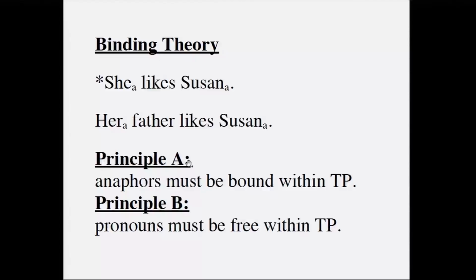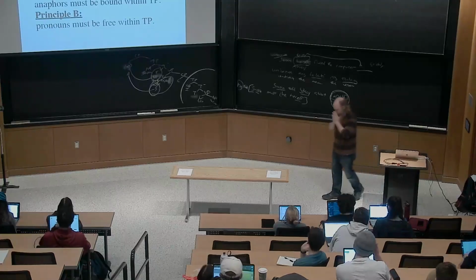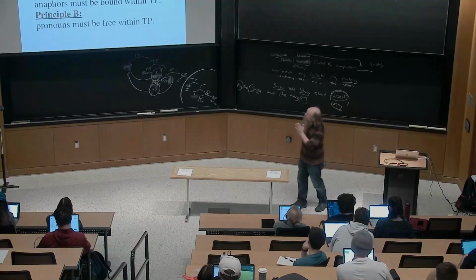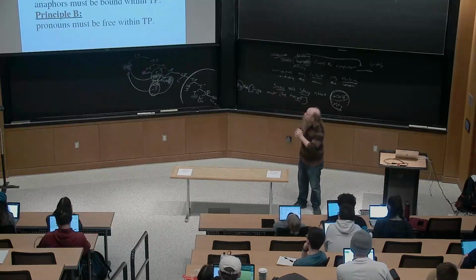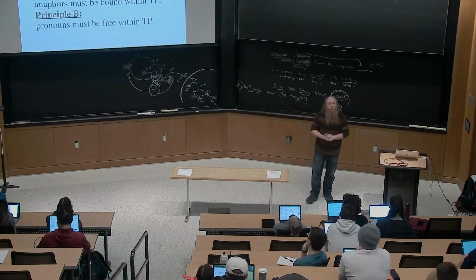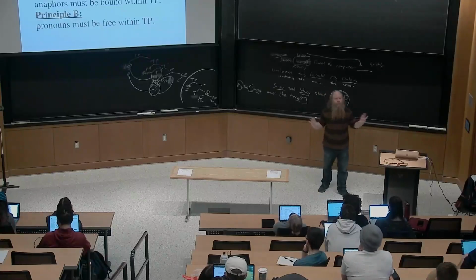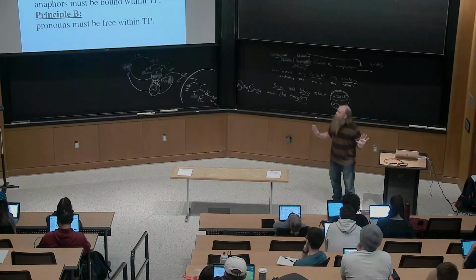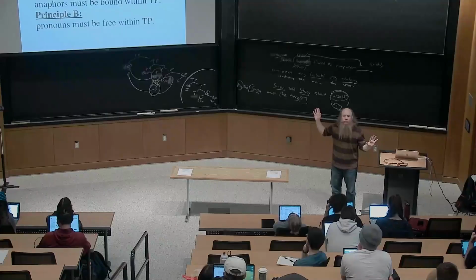Okay, where are we? So we have principle A, we have principle B. Anaphors need to be bound within TP, pronouns have to be free within TP, and let's stick to English again. Now let's consider these sentences. She likes Susan, and her father likes Susan. With these subscripts and these grammaticality judgments, which I hope everybody agrees with. So she likes Susan, fine sentence, but she and Susan can't be the same person. Does either of our principles handle these facts?